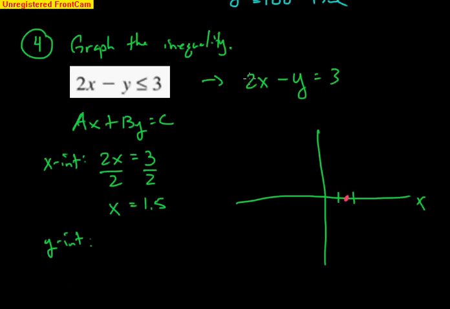Now I'll do the y-intercept. And for the y-intercept, I cover up the x term. So 2x goes away. Negative y equals 3. Don't forget about that negative. We need to divide by the negative 1. The negatives cancel. Y equals, and that's negative 3. So that means on the y-axis, we go down 3. 1, 2, 3.